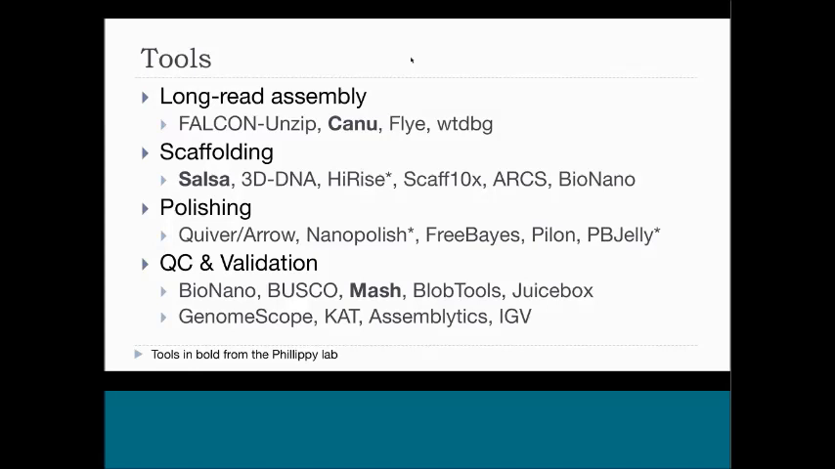It gives you the k-mer distributions. It estimates the heterozygosity. It estimates the genome size. Lots of these k-mer distributions. And so we've found that very handy for estimating initial quality.